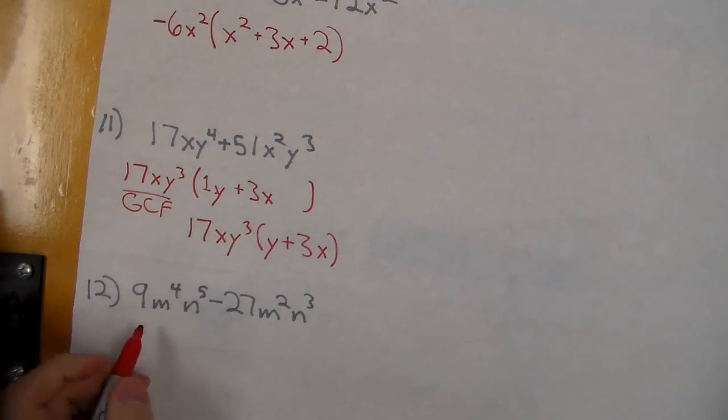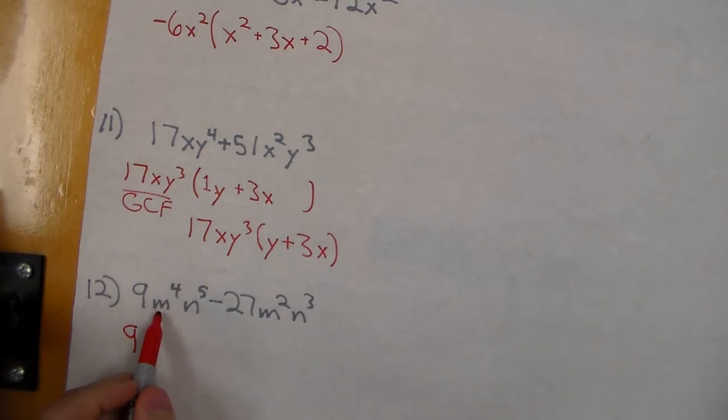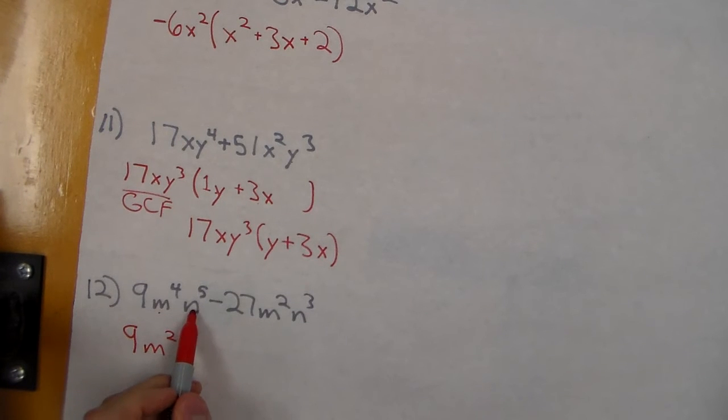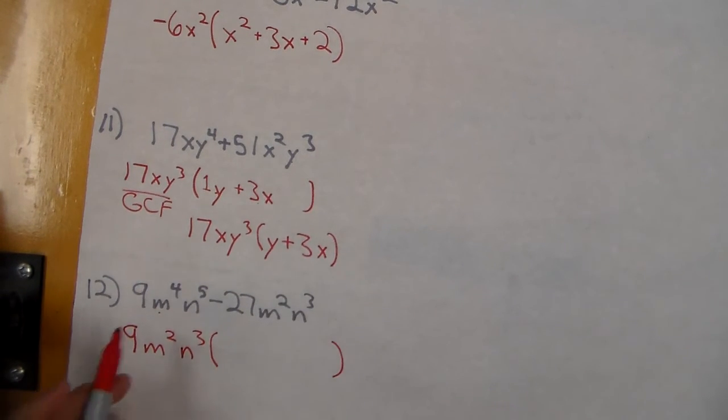Same idea now for number 12. 9 and 27, I can take out a 9. M to the fourth and m squared, I can take out an m squared. N to the fifth and third, I can take out an n to the third. So what does that leave me? So here I'm left with a 1, 9 divided by 9.